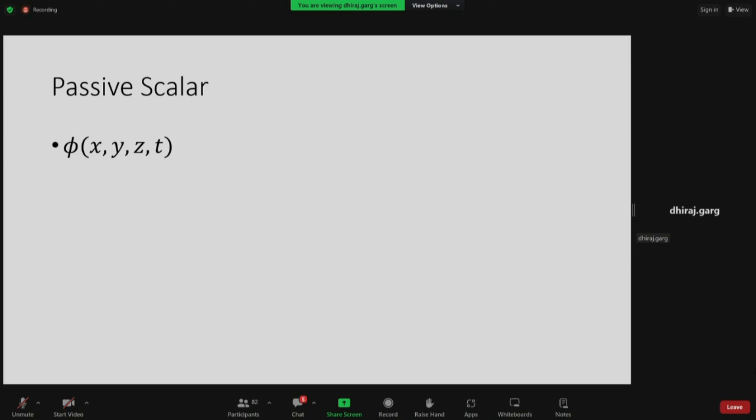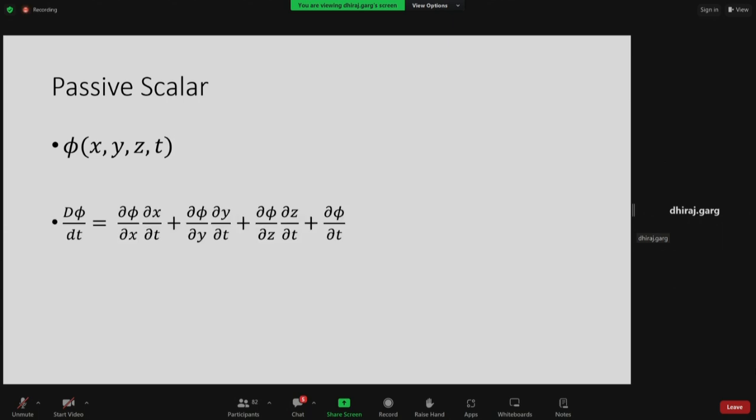Now, if you are moving from one point to another, let's say from x1, y1, z1 at time t1 to x2, y2, z2 at time t2, as you are moving along the line and you want to know the variation of phi with respect to this, you take the total derivative with respect to time. So this is the derivation you will get, that you need to differentiate phi along the line with respect to all the variables in space and time.